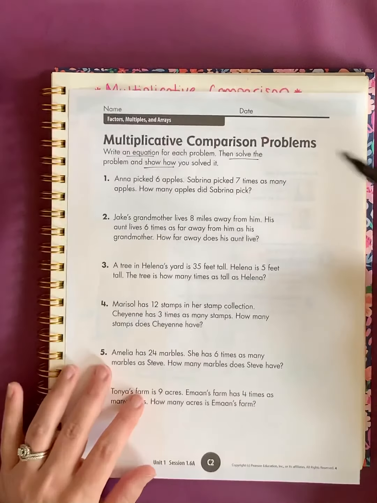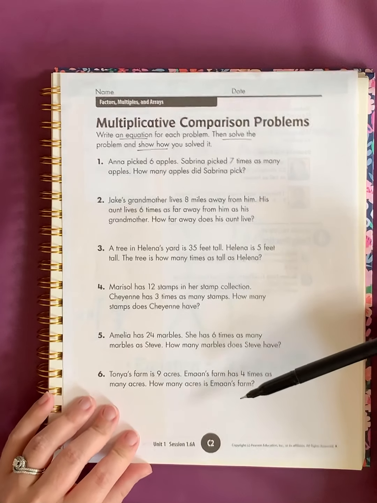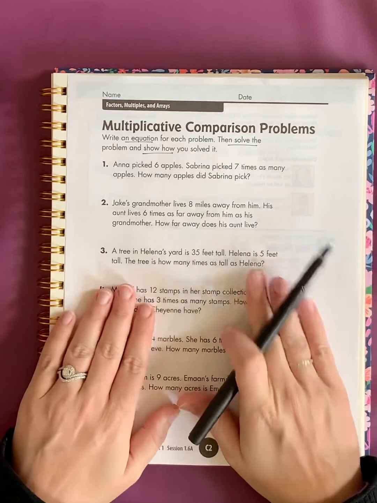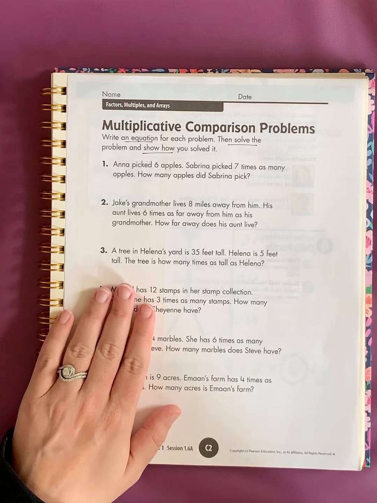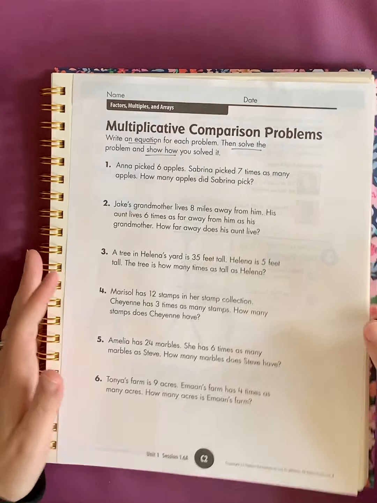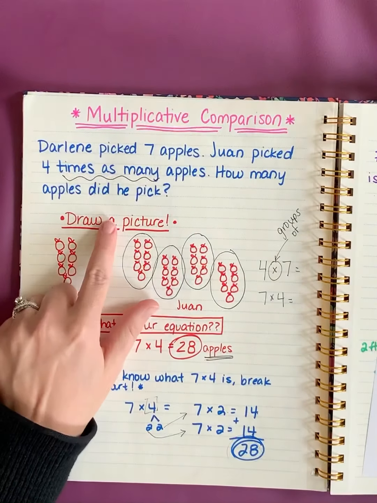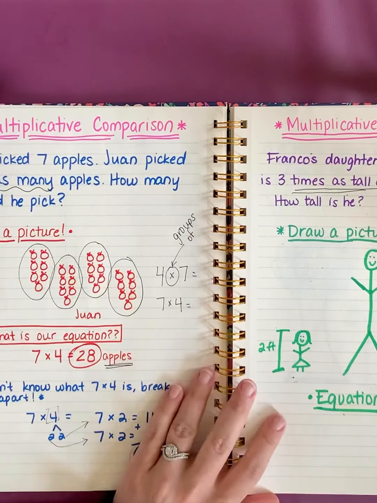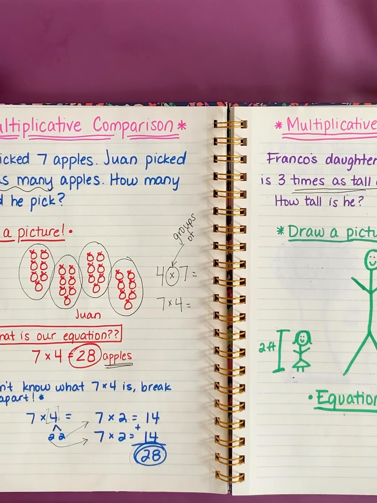Once you have all 6 of the problems solved, you can take a picture of your notebook paper with your Chromebook, iPad, whatever it is that you have, and then you can insert it on the slides that are coming up next. The 2 problems that I just solved for you, for Darlene and Juan, and Franco and his daughter, will both be on your slides, so you can go back and look if you have any more questions.